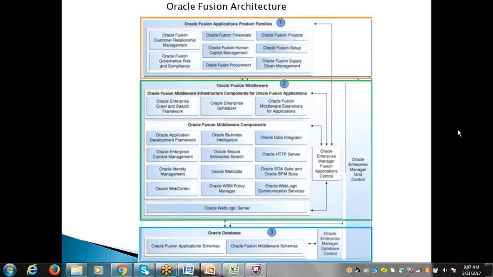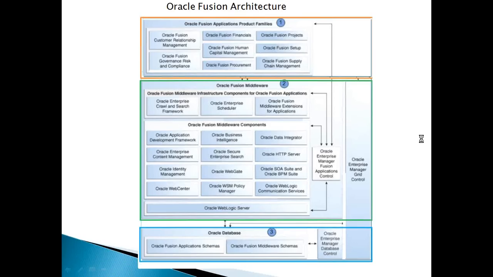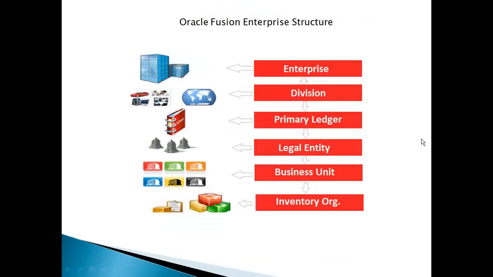That's all. And when you look into the Fusion enterprise structure, this is just a slide I kept to give you the understanding of the Oracle Fusion enterprise structure. At the top level we have enterprise. Under enterprises we'll have divisions. Under divisions we are going to have a primary ledger. Under primary ledger, we'll have legal entities. Under legal entity, we'll have business units. Under business units, we'll have inventory organization. This is the actual enterprise structure in Fusion.